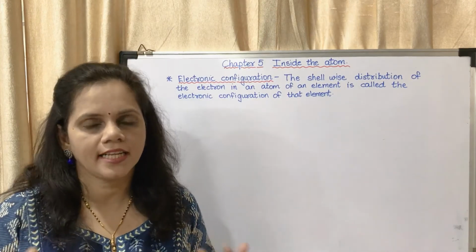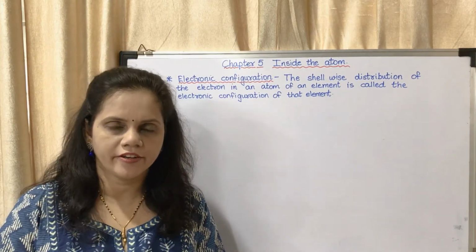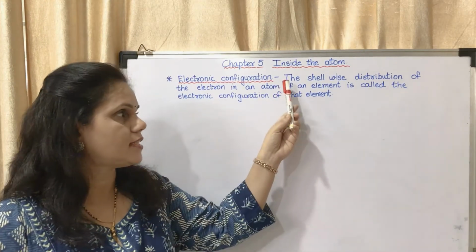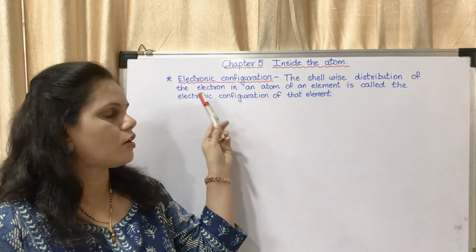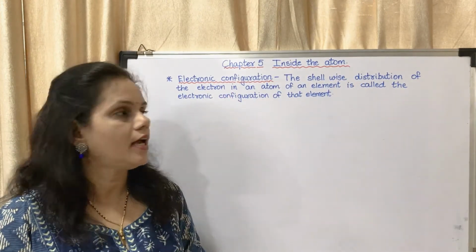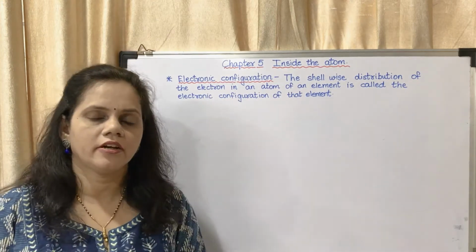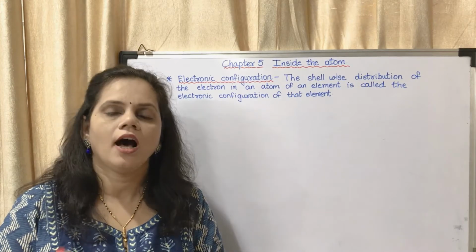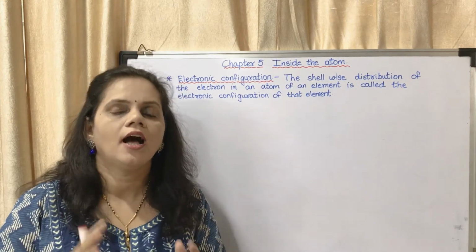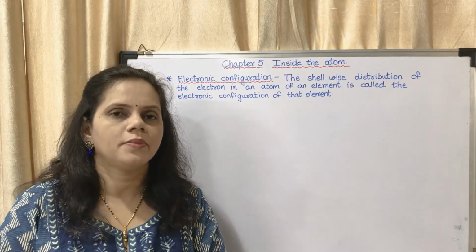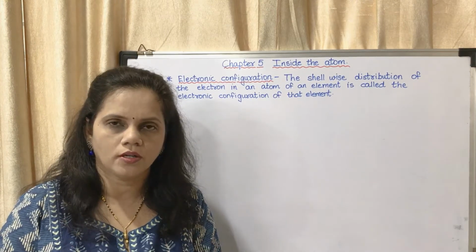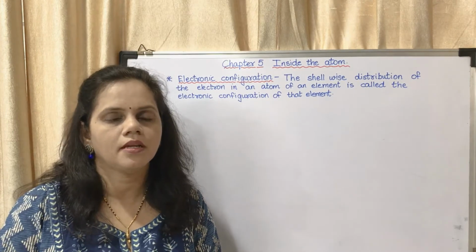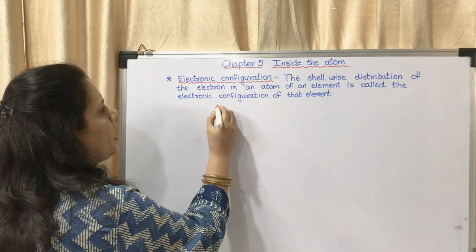Now I will show you with another example how to write the electronic configuration. Have you understood what is electronic configuration? The shell-wise distribution of the electrons in an atom of an element is called the electronic configuration of the element. How many electrons are there in the first shell? How many electrons in the second shell? How many electrons in the third shell? And so on. That is said to be electronic configuration. I will take the next example as hydrogen.